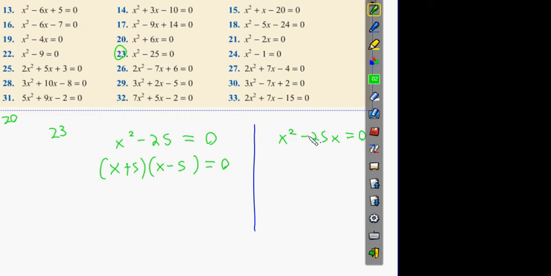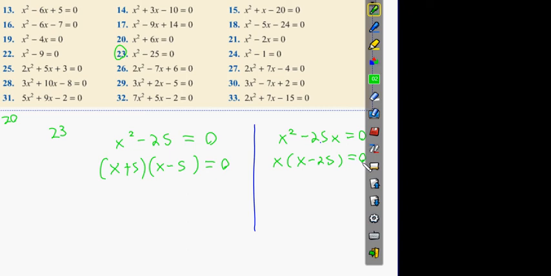The x. Now lads, this is very important. The presence of the x means that I can do this instead. I can do x bracket x minus 25 equals 0. So you can see that both questions have two very unique answers. When it has an x, you take out the x in common. When it doesn't have an x, you have to do the difference of two squares.